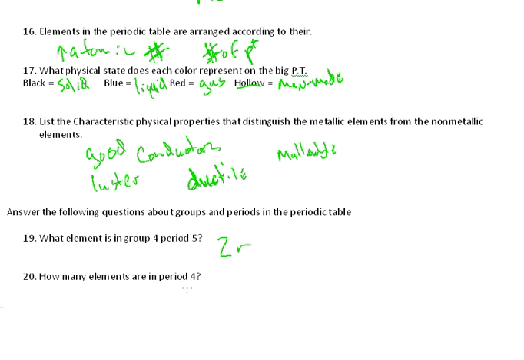How many elements are in period 4? Well, if we count across, we start with potassium there with the atomic number of 19 and go all the way over across the other side to 36. If we do the math there, let's see, we've got 2, 10. Looks like we've got 18 elements wide.